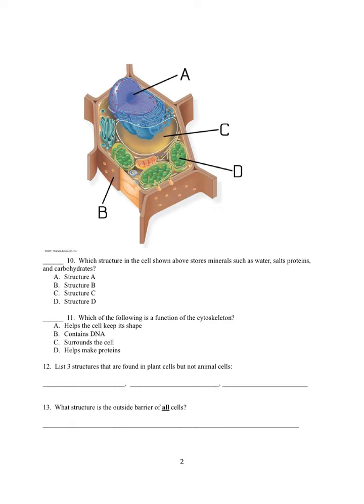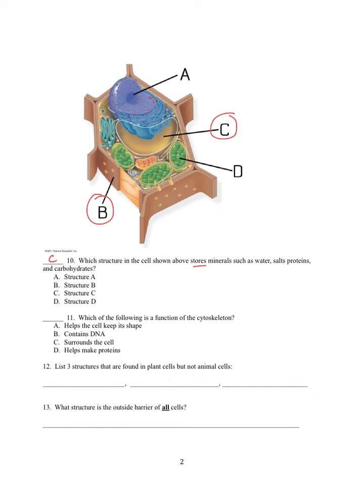Number 10 says, which structure in the cell shown above stores minerals such as water, salts, proteins, and carbohydrates? When you look at this cell, we know it's a plant cell because it has a cell wall. That's represented by letter B, which means that is not our answer, right? Because the cell wall provides support, but it does not store things. But you'll notice there is a large opening inside of this cell, and that is letter C. That is the central vacuole in a plant cell, and that is where plants are able to store things like water and sugars, etc. So number 10 is C.